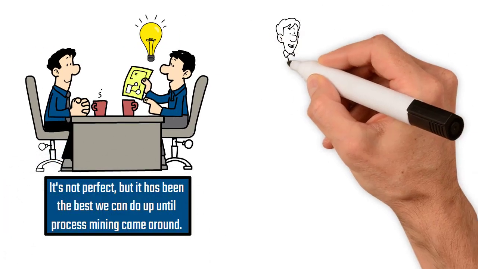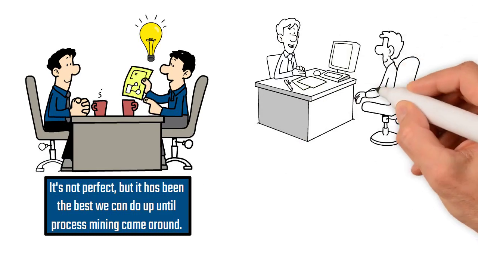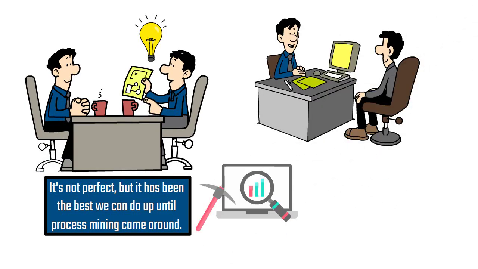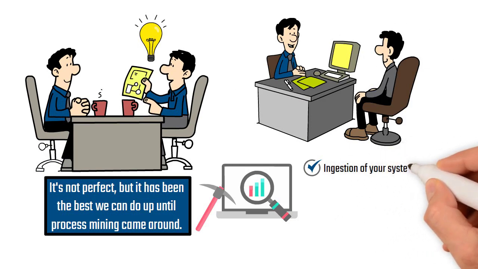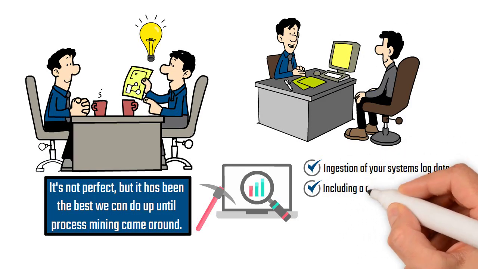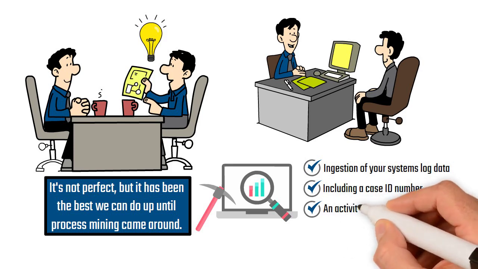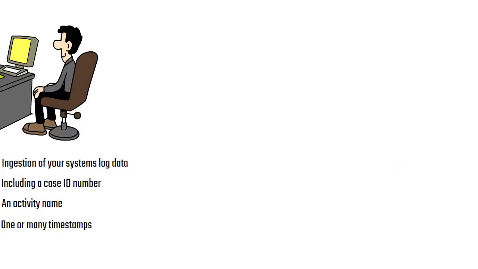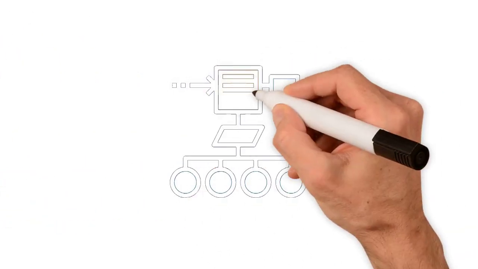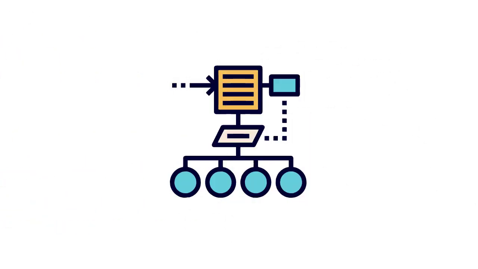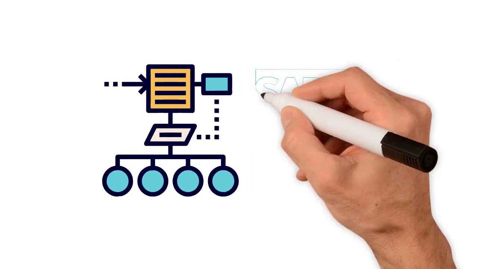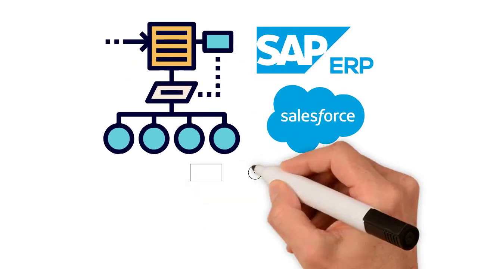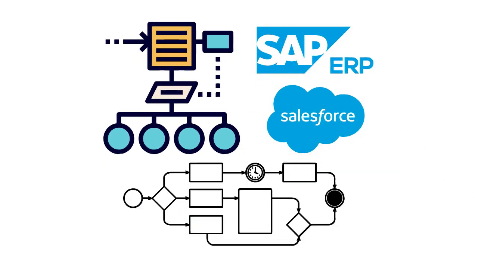Rather than interviewing folks who are close to a given business process, modeling their understanding of it, process mining, as you know, involves the ingestion of your system's log data, including a case ID number, an activity name, and at least one or many timestamps. Process mining will create one of many visual representations of this system log data from, say, your ERP like SAP or CRM like Salesforce. And one of those visualizations is a BPMN diagram.